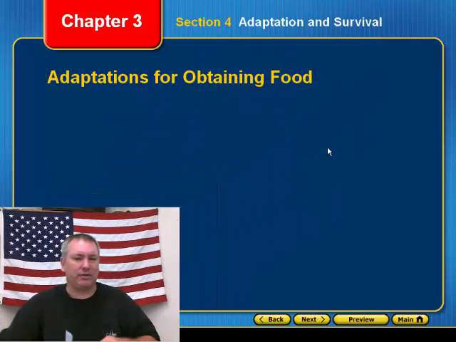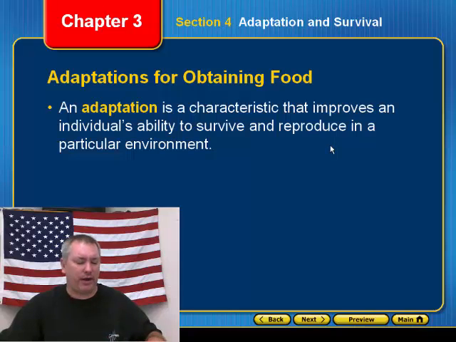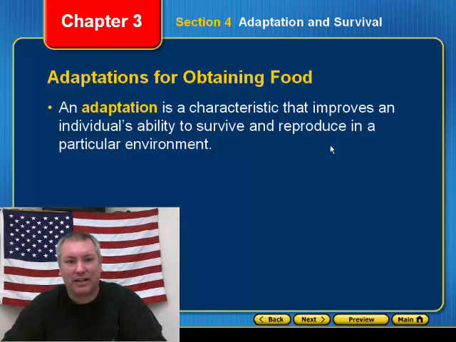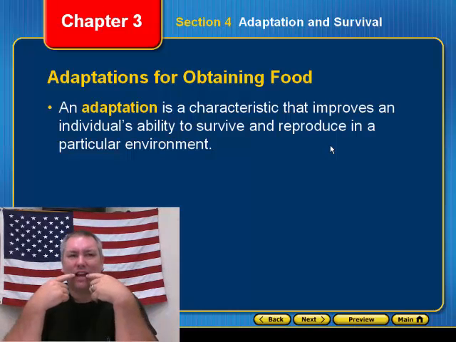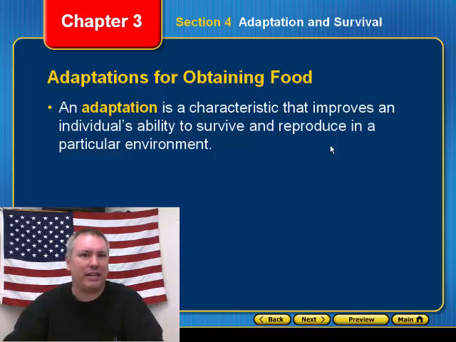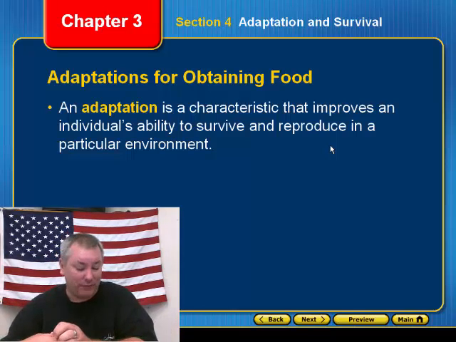All right, here we go. Adaptations for obtaining food. Ladies and gentlemen, we all have to find a way to obtain food. So for us as humans, we have these little opposable thumbs. Those help us to grasp and hold on to our food. Our teeth are designed so we can rip and shred meat apart as we eat. But other organisms have adaptations so they can obtain food as well.